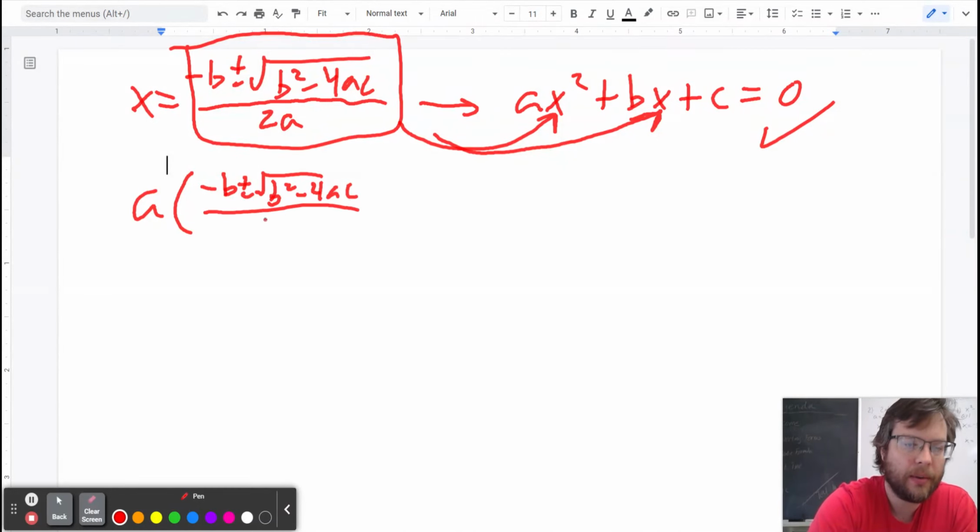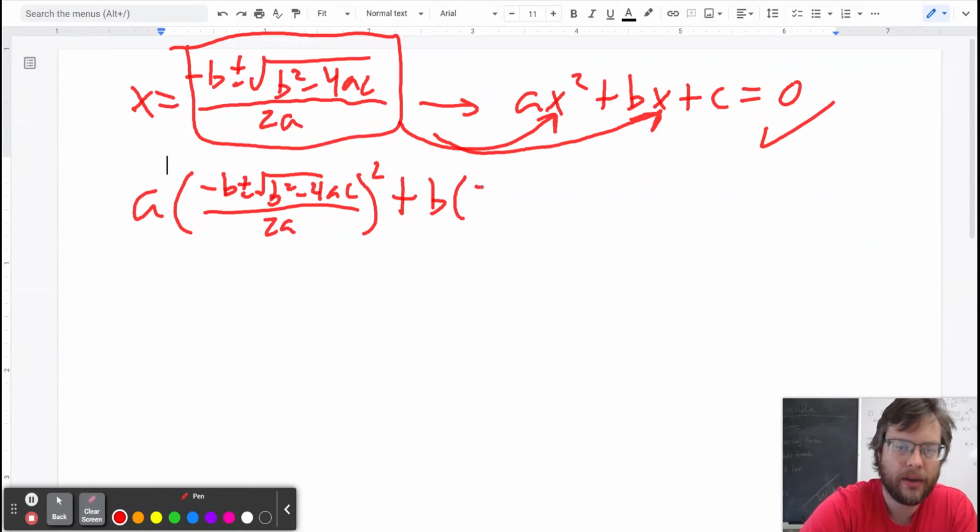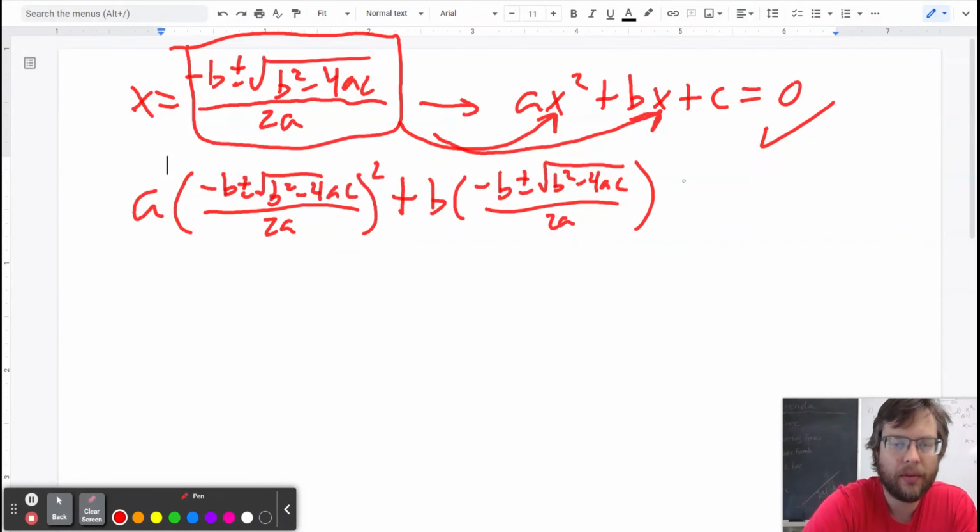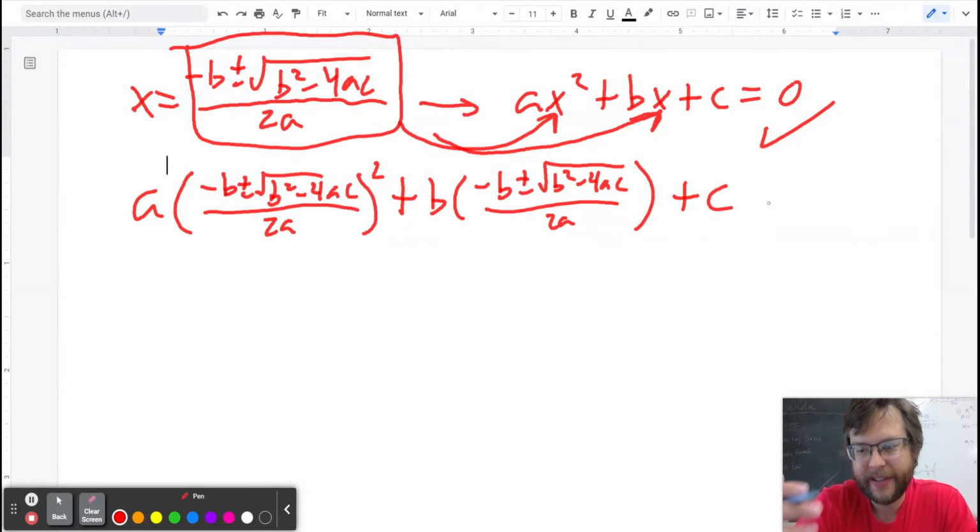So right now, all I'm doing is plugging it in for the letter x. There it is plugged in for x with ax squared. Now I'm plugging it in for x where it says bx. And then I have a plus c. And I'm going to just check, does this actually equal 0?